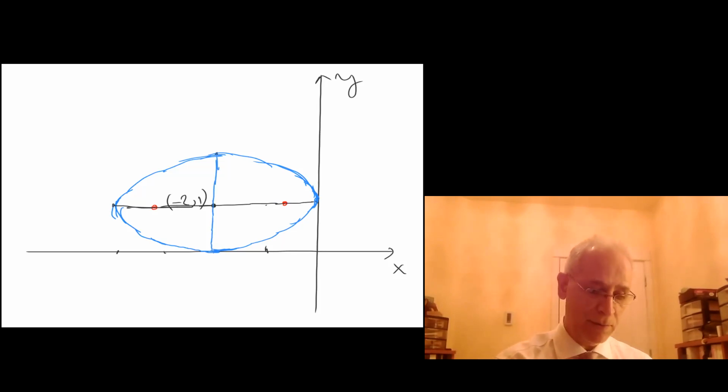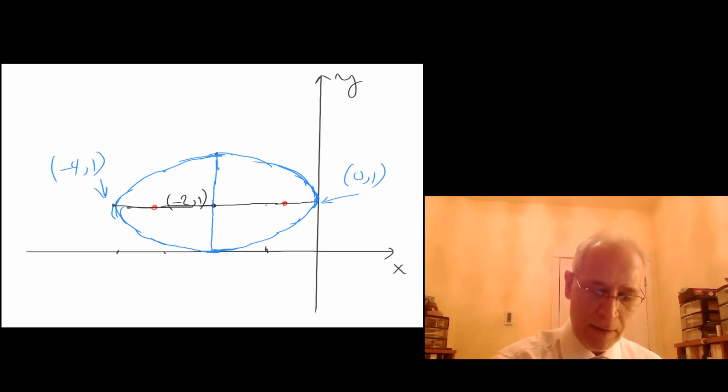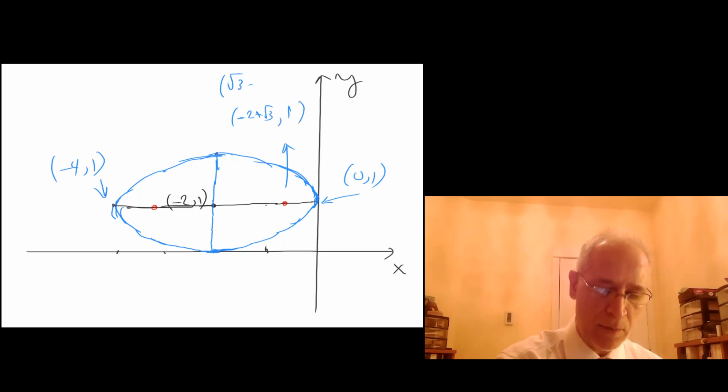And suppose I want to say what these points are. Of course, this right here is -4, 1. This point right here is 0, 1. This focus was, let me write it up here. The value of y is 1, and the value of x is -2 plus √3. Or you could write this as √3 minus 2, doesn't matter, 1.